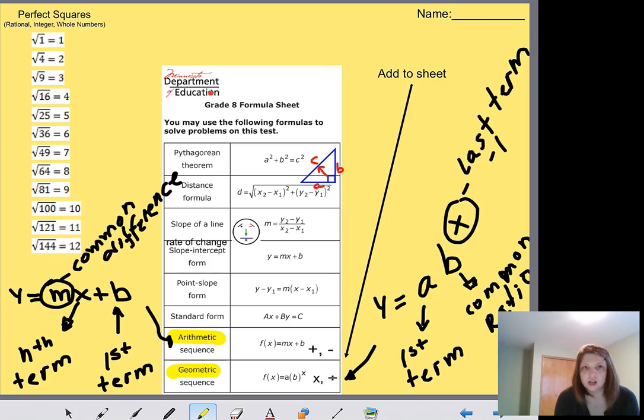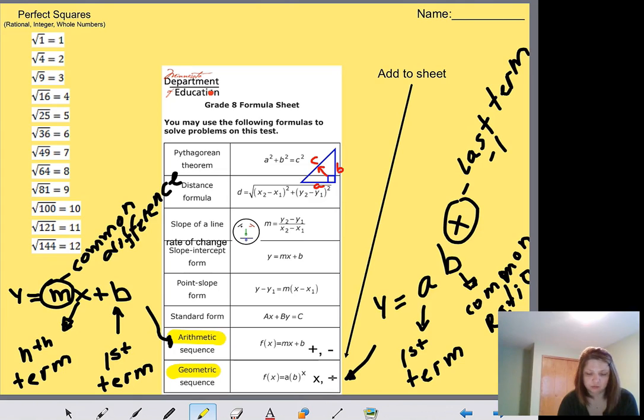Hello everyone. So today we're going to talk about sequences, and I know probably this slide looks a little bit confusing, but I will try to explain what everything means to you, or how we describe and learn to solve arithmetic and geometric sequence. So arithmetic sequence, you will see the highlighted words down here on your formula sheet.